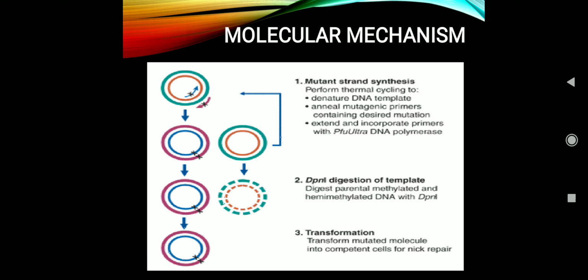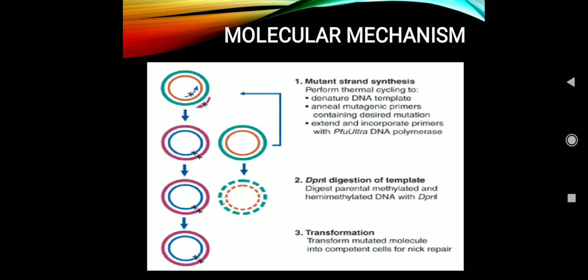So here we use ultra competent E. coli cells, where the plasmid DNA is transformed into these cells. Once we transform it, we get the cloned cells. These cells are going to repair the nick that is present in the plasmid DNA. The nicks, the ends of the mutated DNA, will not be ligated in vitro.